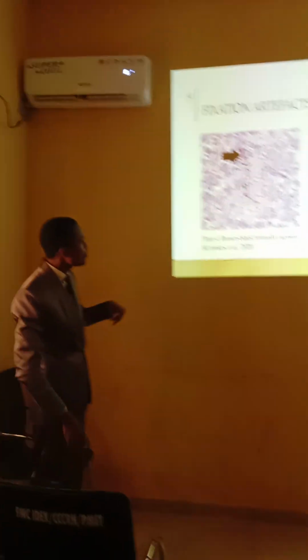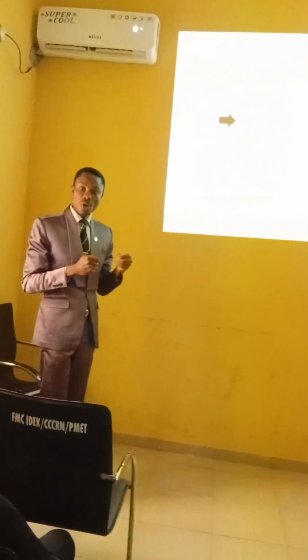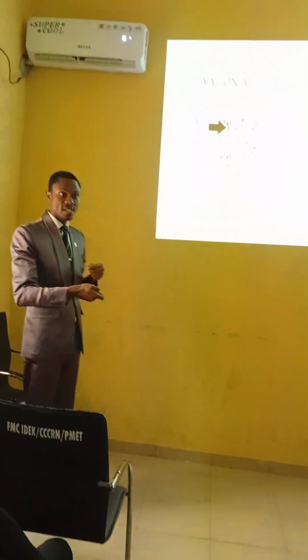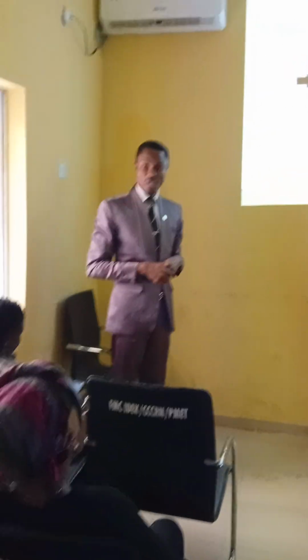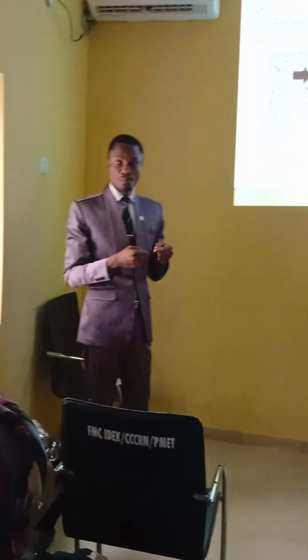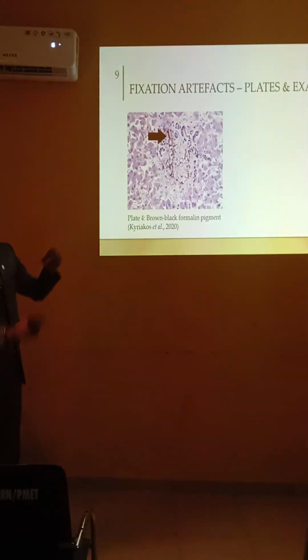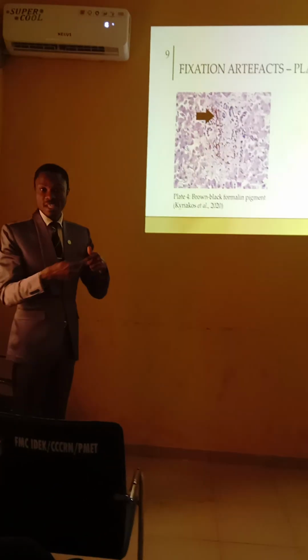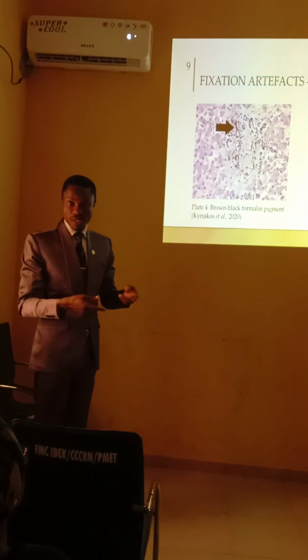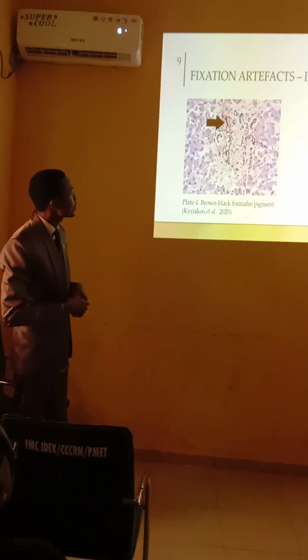Here shows us the brown-black formalin pigment due to acid formaldehyde. If it is an acid formaldehyde that is used instead of the 10% neutral buffered formalin, that will react with the blood and bring about this brown-black formalin pigment. That is an artifact that will appear as if it's a pathological condition, whereas it is not a pathological condition. The next slide.